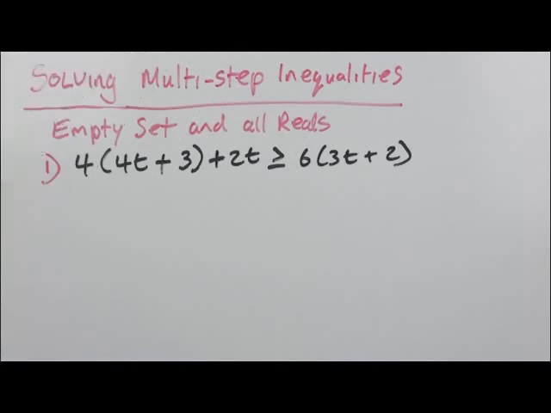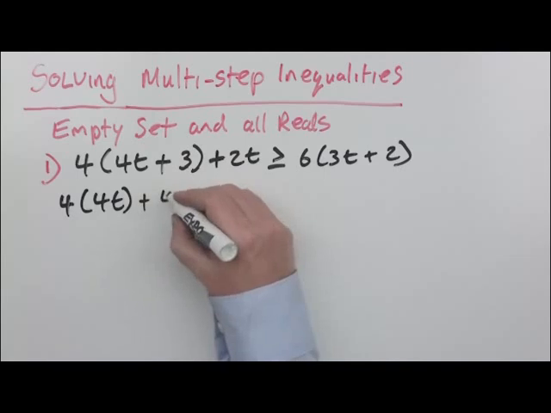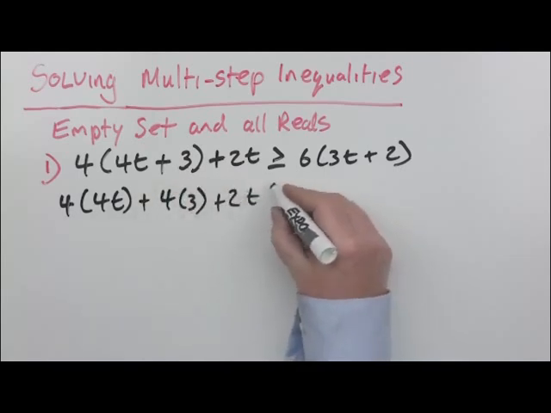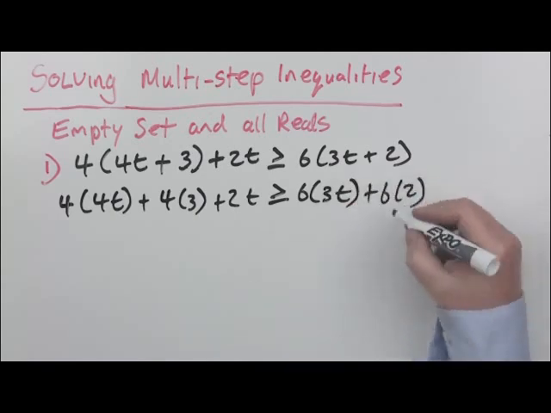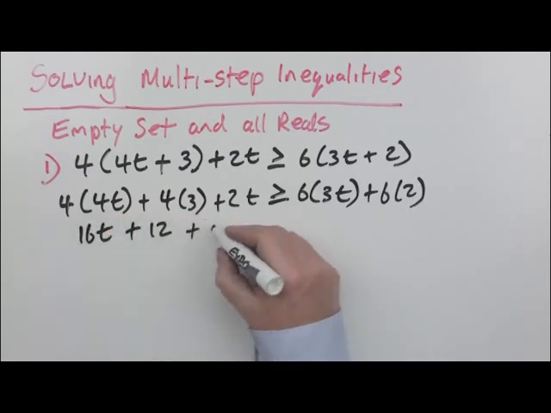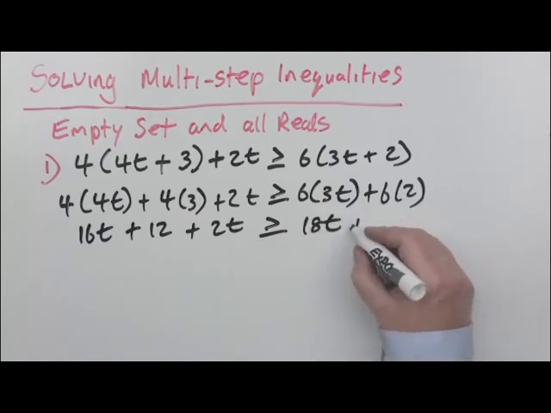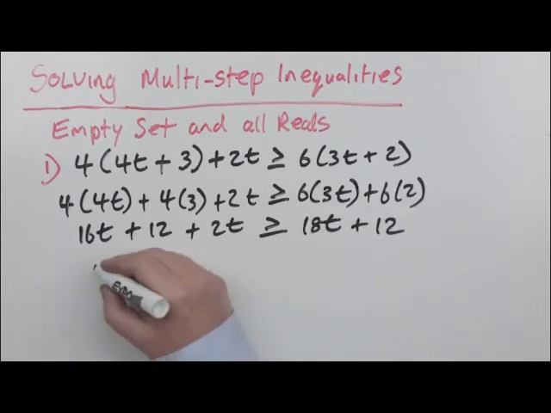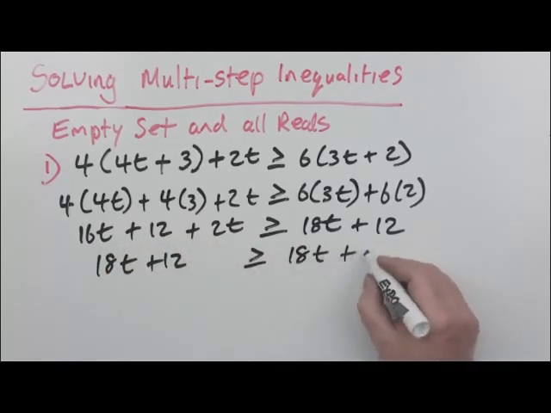Now let's look at a concept called empty set and all reals. The first thing I need to do here is distribute the 4 to the 4t, and distribute the 4 to the 3, and bring down this 2t that hasn't been affected. Greater than or equal to, so that's distribute the 6 to the 3t, and distribute the 6 to the 2. Multiply that all out. 16t, so that's 2t, bring down, so that's 18t plus 12. 18t combined like terms plus 12 is equal to 18t plus 12.